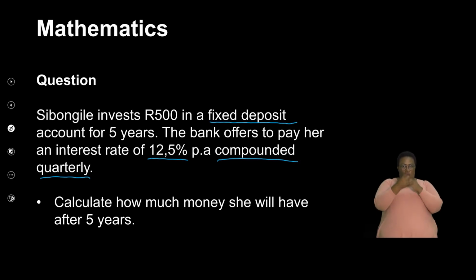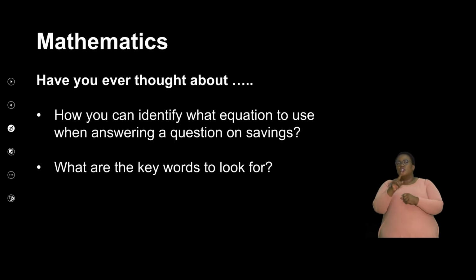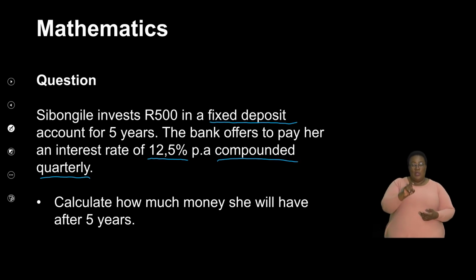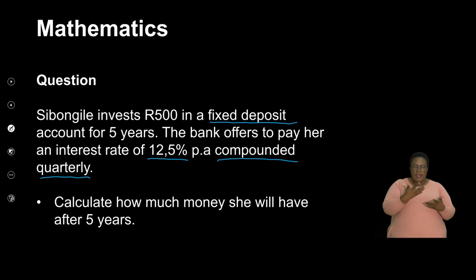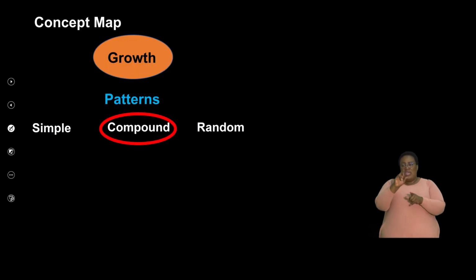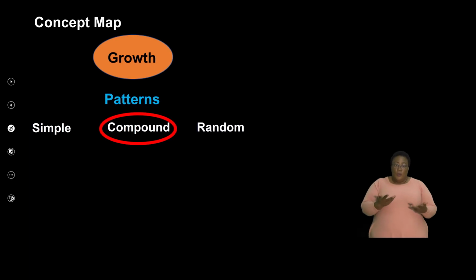Now, the question wants us to calculate how much money she will have after 5 years. Before we do that, you just need to think about, again, how do you identify what equation to use to answer questions like these? And then what are the keywords? You saw that mainly on this previous question: the big idea here was this is compounded quarterly, so surely we're talking about compound interest. It was a fixed deposit, so this person only made one deposit and left it like that. So it might be they saved up for a year and then decided to go and invest, because remember, there's a difference between saving and investing.